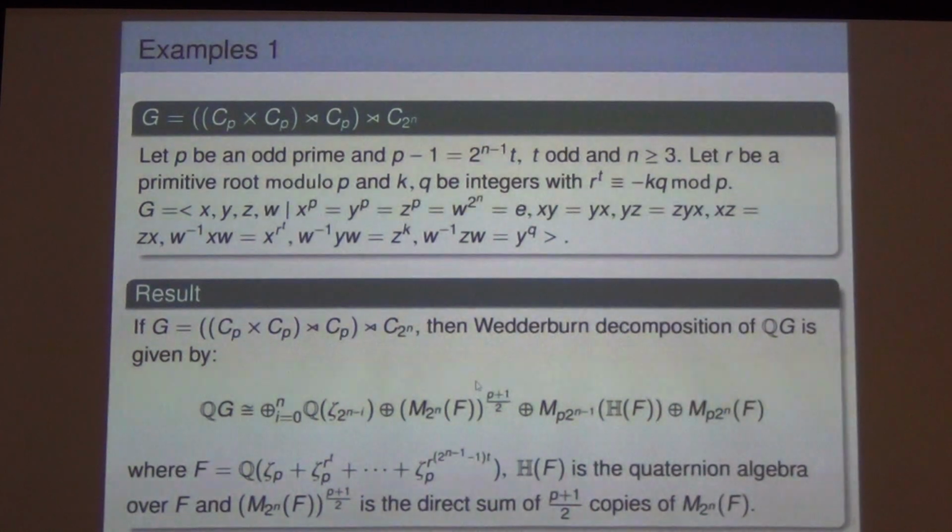So I will skip the details. We applied this on several groups. We took C_p cross C_p, took a semi-direct product with C_p, then a semi-direct product with C_{2^n}. We proved that it is a generalized strongly monomial group, and we were able to do the precise decomposition. All the division algebras, all sizes, everything. We have given precisely the complete Wedderburn decomposition.